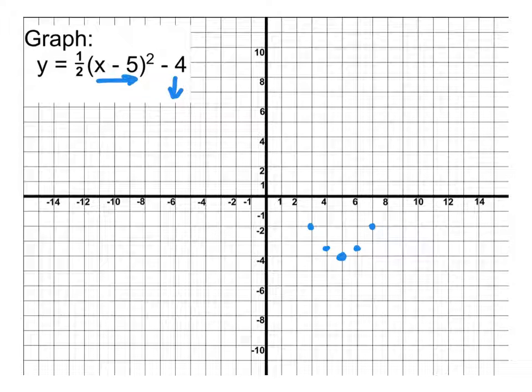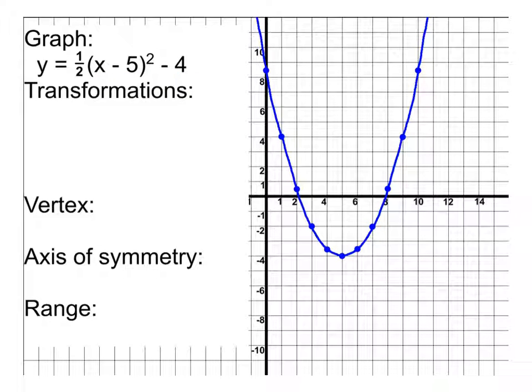And then over 3, instead of going up 9, I divide the 9 by 2, so I'm multiplying it by a half. Just like we did on the 1/2 x squared, we're following that same pattern from there. So this is the graph you should end up with, point by point. And then once you have that, we're going to go through the rest of these details.